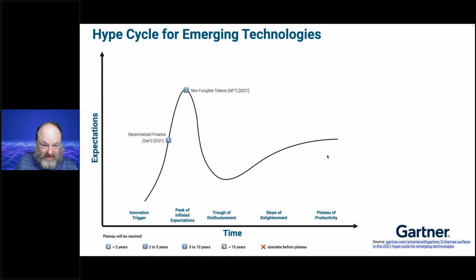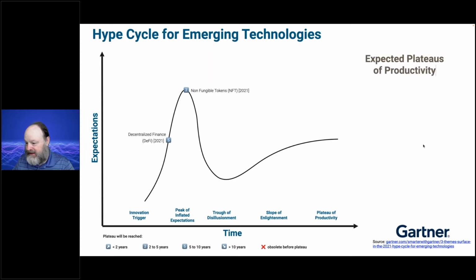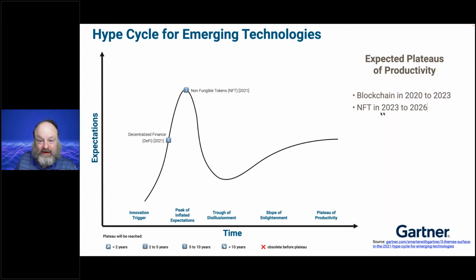So Gartner said, based on their expectations, the blockchain was expected to reach the plateau in 2020 to 2023, so we're right there now. NFTs to reach it in 2023 to 2026, and DAOs, which are Decentralized Autonomous Organizations, in 2024 to 2029. Ethereum runs on a DAO. Decentralized finance, which Bankless lets you do today, they expect to reach it in 2026 to 2031.